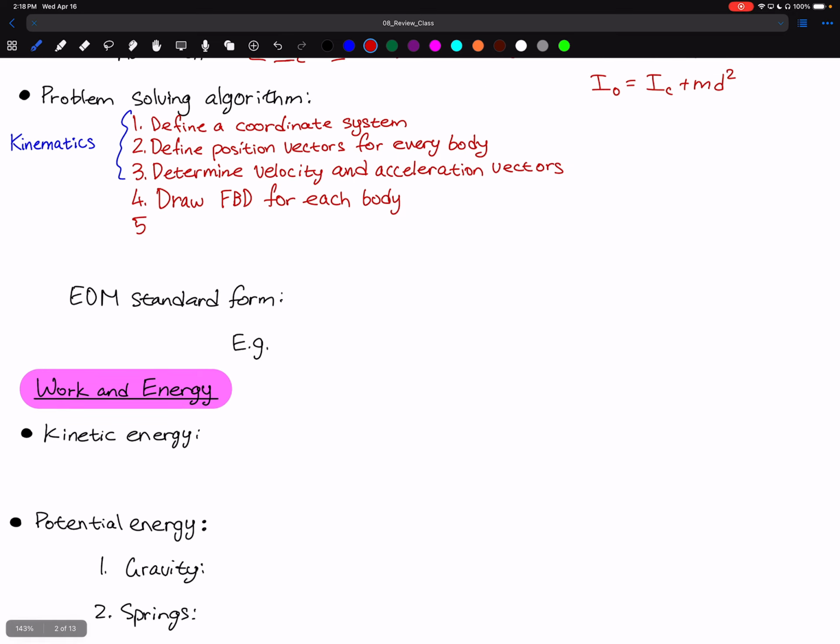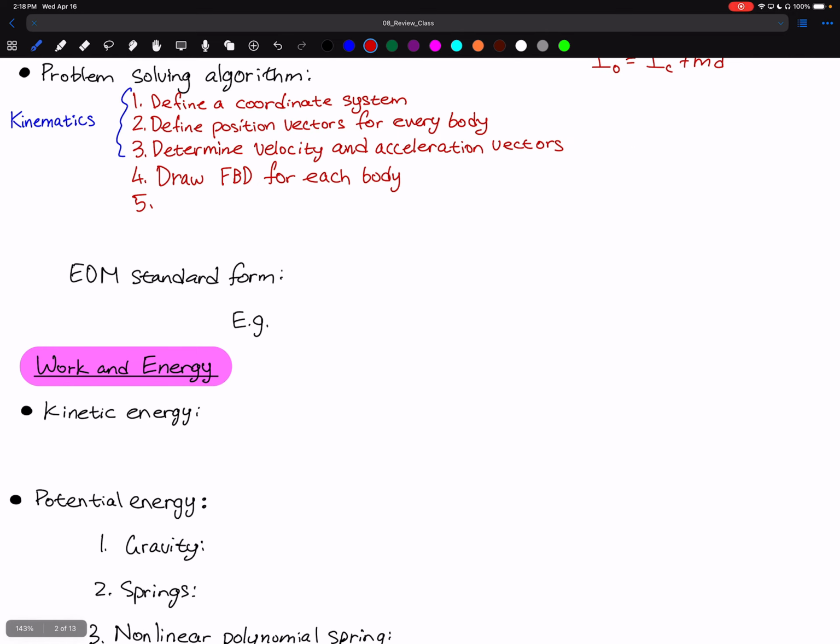Our fifth step then was to apply Newton's second law to each body. And you may need only the translational form or only the rotational form, or you may need both. It depends on the motion of the body.